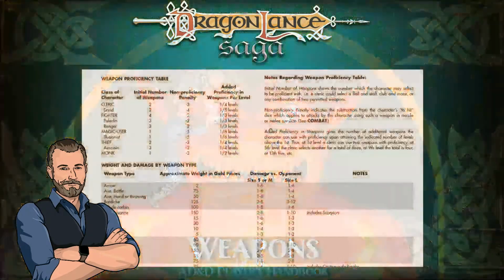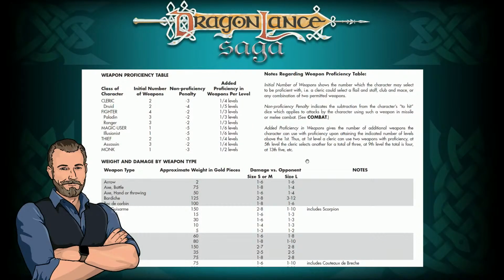So let's take a look at this table. Weapon proficiency table. This shows the class of character, initial number of weapons, the non-proficiency penalty of using the weapon, and added proficiency in weapons per level. Which is kind of nice.